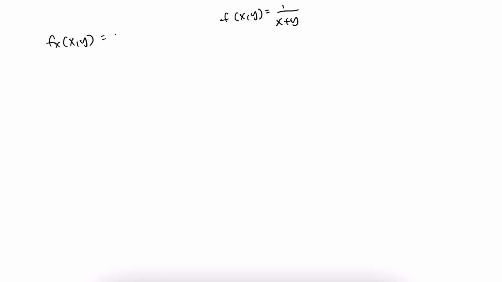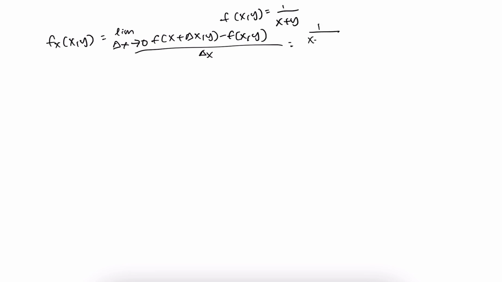So just to remind you, the limit definition with respect to x will be: the limit as delta x approaches 0 of f of x plus delta x comma y, minus f of x comma y, over delta x. So in this case, you would just substitute x plus delta x wherever you have x. And as you can see, we get something like this.